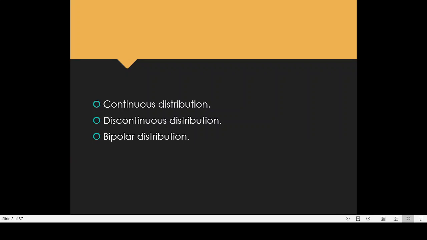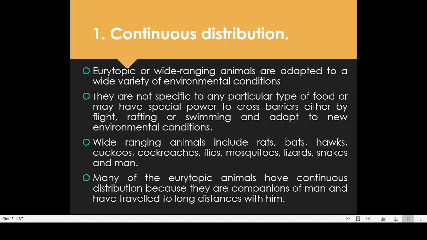Here, the distribution of animals on the surface of the earth has been classified into three or four types. The first type is, these are the major types. One is continuous distribution, then we have discontinuous distribution, and we also have bipolar distribution. So we have to understand the meaning of each type of distribution. To begin with, we will start with the continuous distribution.